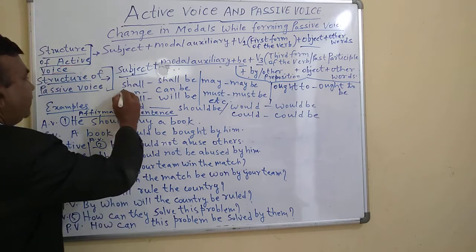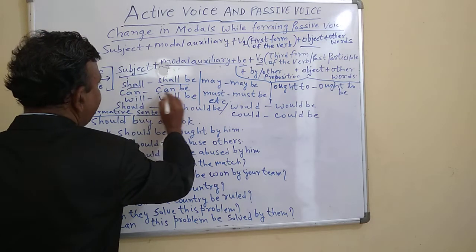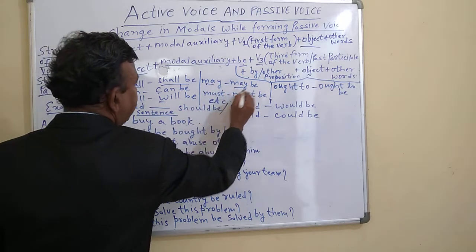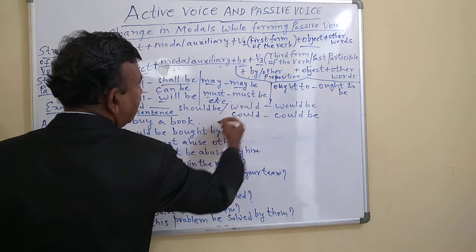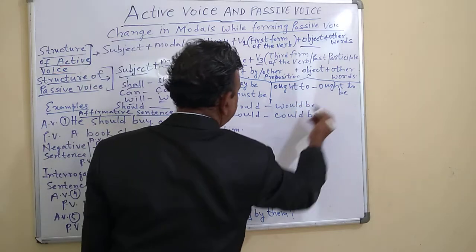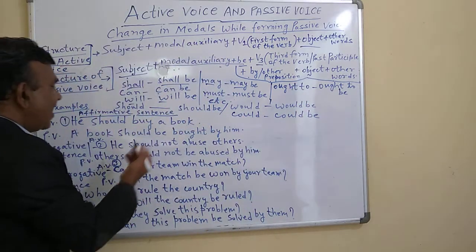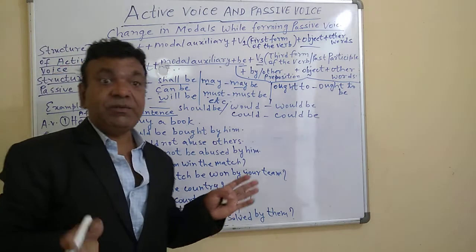Now you see, shall will become shall be, can will become can be, will become will be, may become may be, must become must be, ought to become ought to be, would become would be, could become could be. Like that, we are changing while changing to the passive voice.